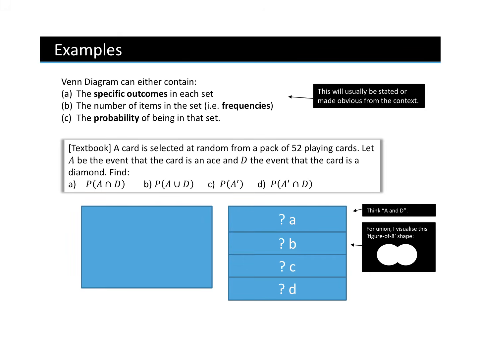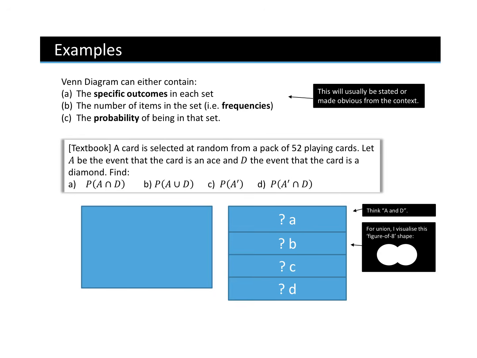As we know, a Venn diagram can either contain specific outcomes of each set, the number of items in each set, for example, the frequencies, or the probability of being in that set. Now, what you need to be able to do is, no matter what you do, you can either change them into probabilities or frequencies, whatever's easier for you.